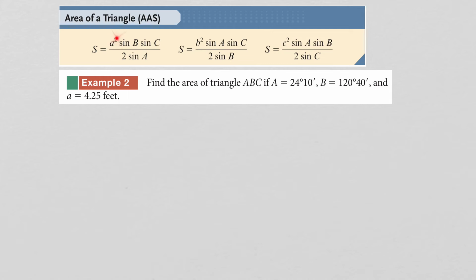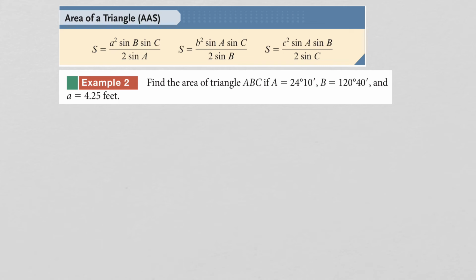You know that one of the sides is squared, right? Whether it's A squared, B squared, or C squared. In the bottom, you have a 2 in all 3 of these. And the angle in the bottom matches the letter of the side on top, right? So notice that B here matches the B here, C here matches the C here. And then the other 2 angles on top are just the angles that are different from the one in the bottom. So it's kind of an easy way to remember these formulas.